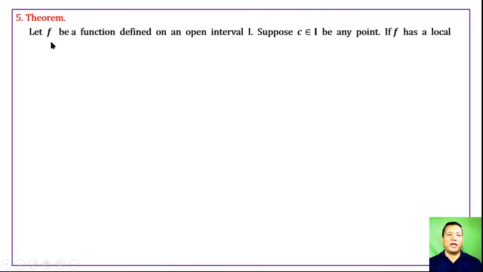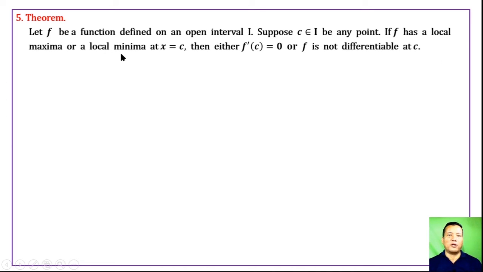Theorem. Let f be a function defined on an open interval I. Suppose c belongs to I be any point. If f has a local maxima or a local minima at x equal to c, then either f dash c equal to 0 or f is not differentiable at c.